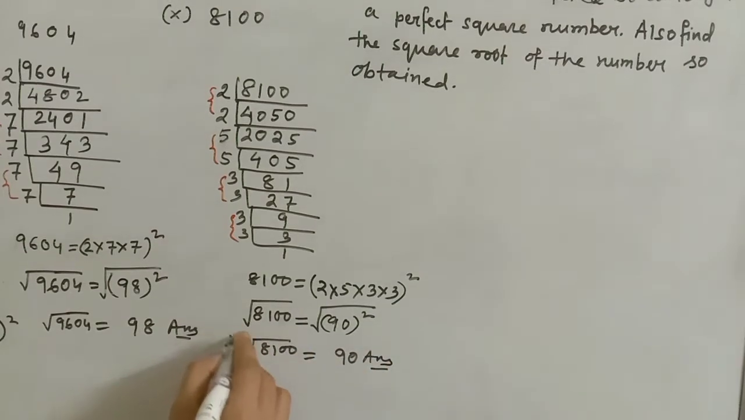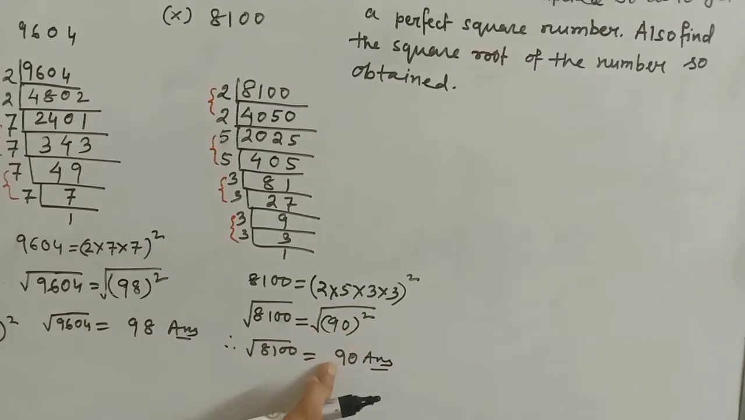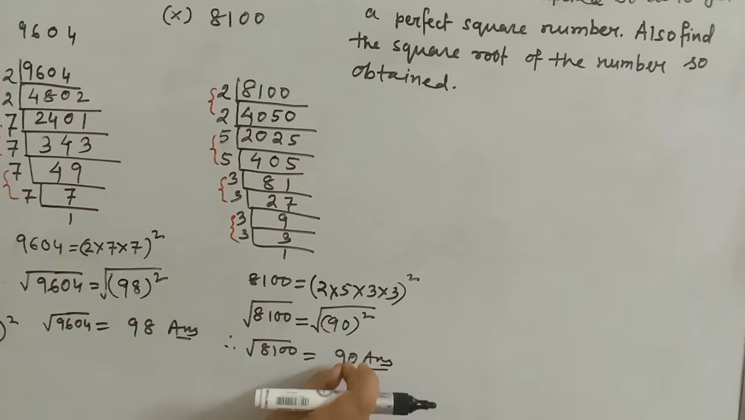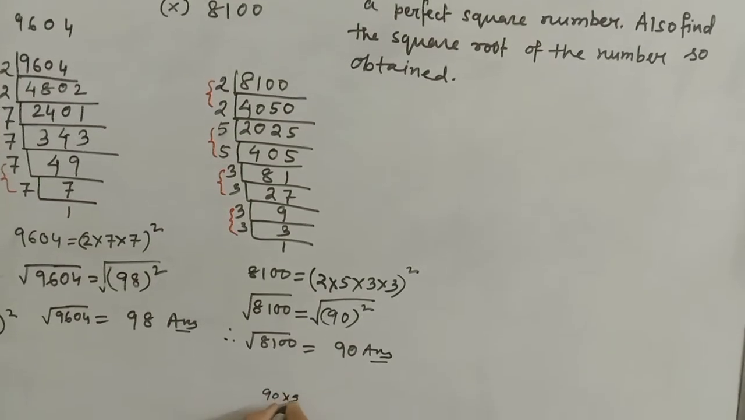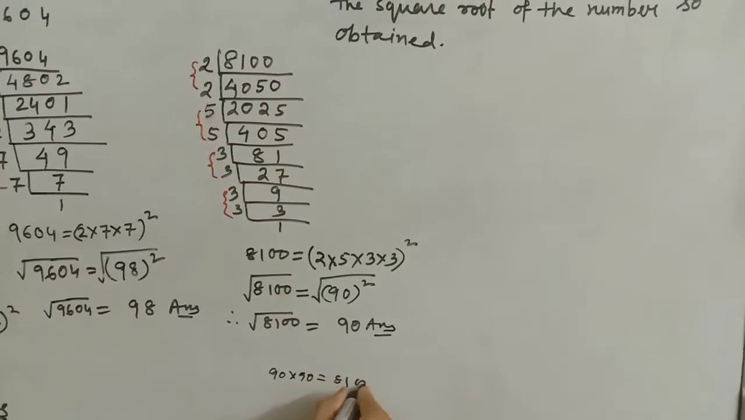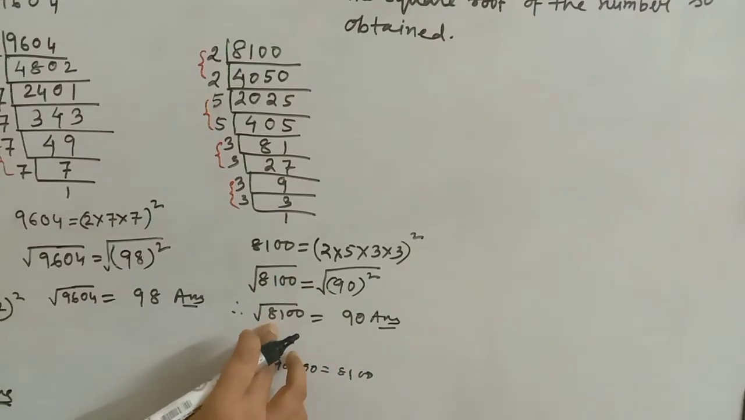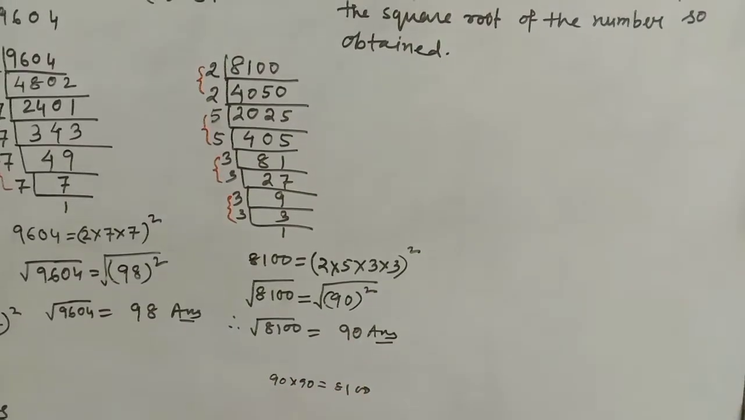When you are writing this square root sign, be careful where you put the square root. Don't put the square root again here. It will be the wrong answer. Out of the square, you are taking 1. So this is the answer. The square root of 8100 means 90 into 90 gives you 8100. This is the meaning of this. So 90 square is equal to 8100. So the square root of 8100 is equal to 90. Understood?